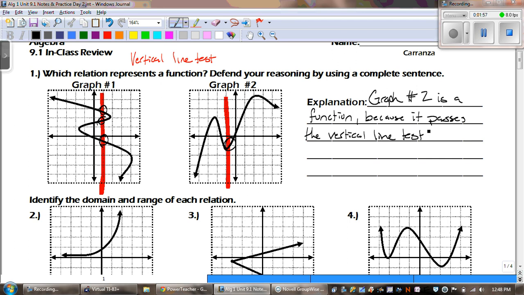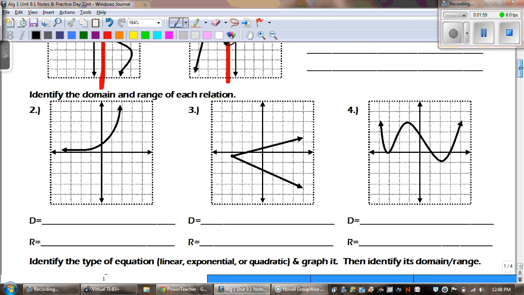All right, let's look at the next one. The next group says that we need to identify the domain and range. So number 2, now if you remember from yesterday, we actually know the name of that graph. That is an exponential growth graph. So the first thing we need to know is the domain. The domain is from left to right. Is there a specific start or stop to it? No, okay. We don't know where it starts or where it stops, so that means it is all real numbers.